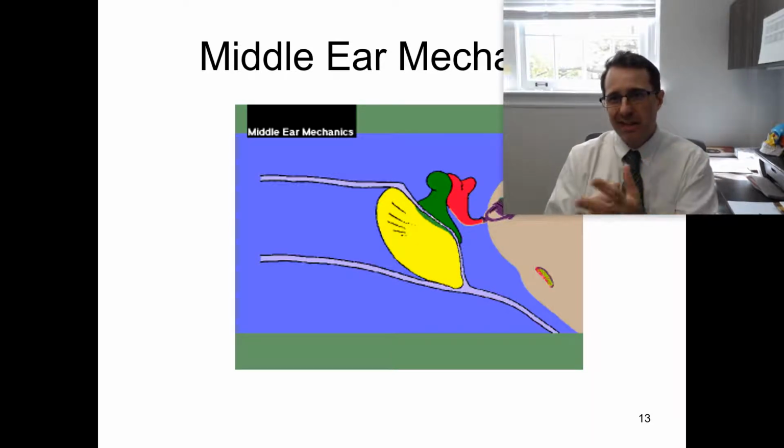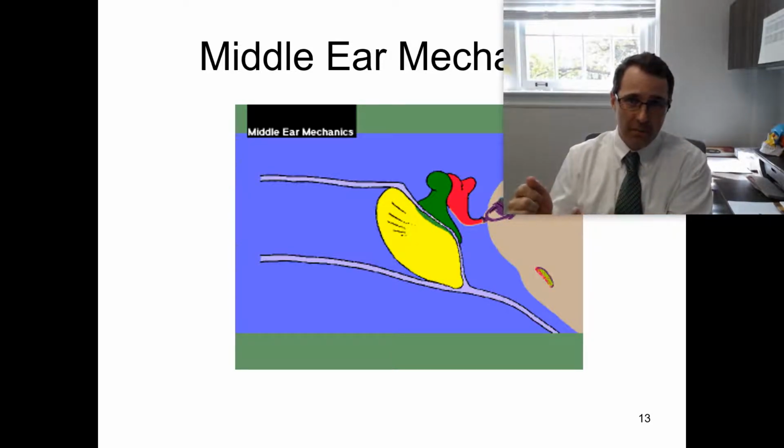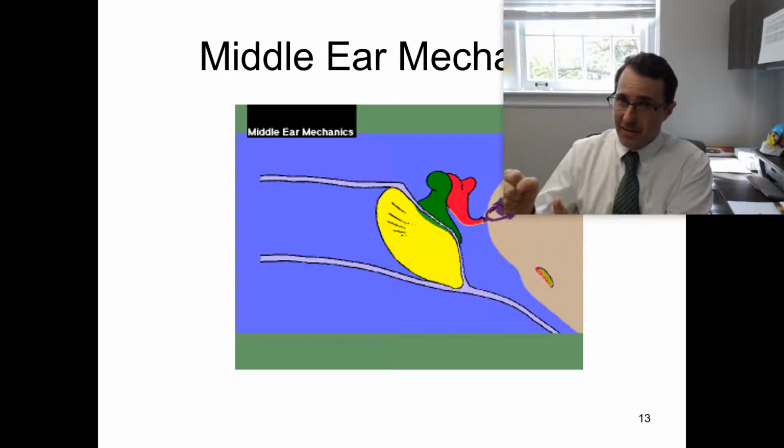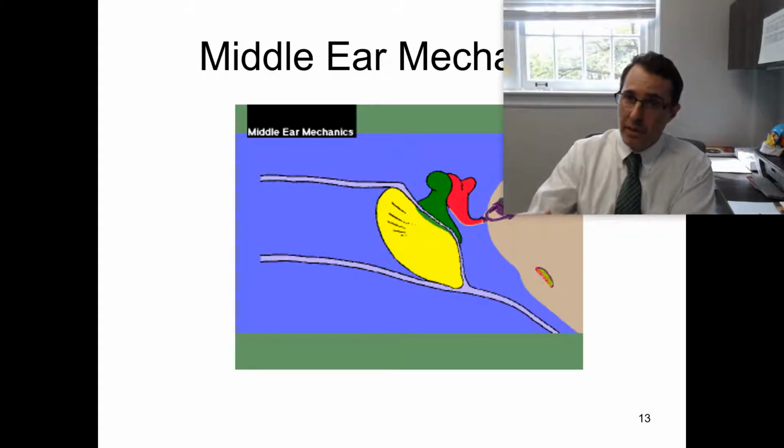All right, so that is another quick walkthrough of the mechanics of how the middle ear changes acoustic energy into mechanical energy and delivers that mechanical energy via the stapes to the cochlea at the oval window.